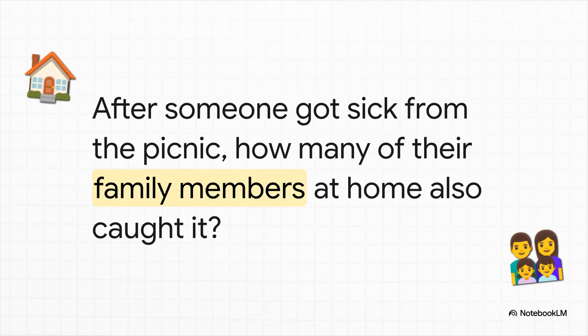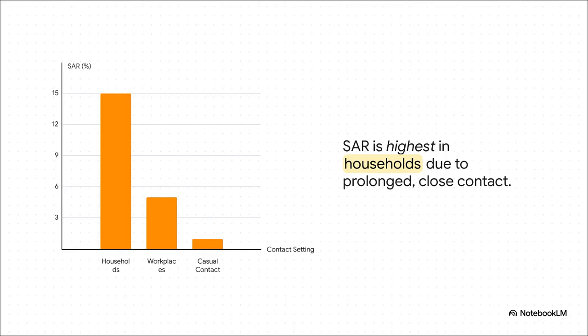It's really the best way to figure out just how contagious the disease itself is between people who are in close contact. And, as you might guess, not all contact is created equal. The SAR is almost always going to be highest inside a home, where you have that really close, prolonged contact. It's going to be way lower in a workplace or some other casual setting. When it comes to SAR, context is absolutely everything.